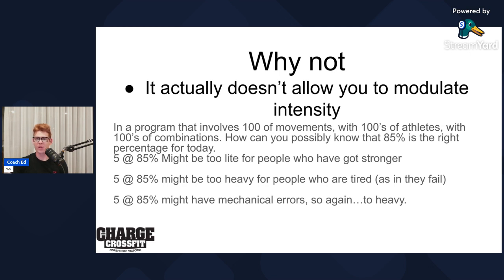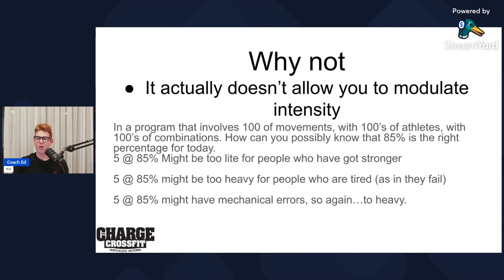And here are the reasons why you might consider not using percentages. The first dot point that I've put is that it actually doesn't allow you to modulate intensity, which is interesting, because that was the main reason you would use percentages. But I'm going to put forward the opposite argument.